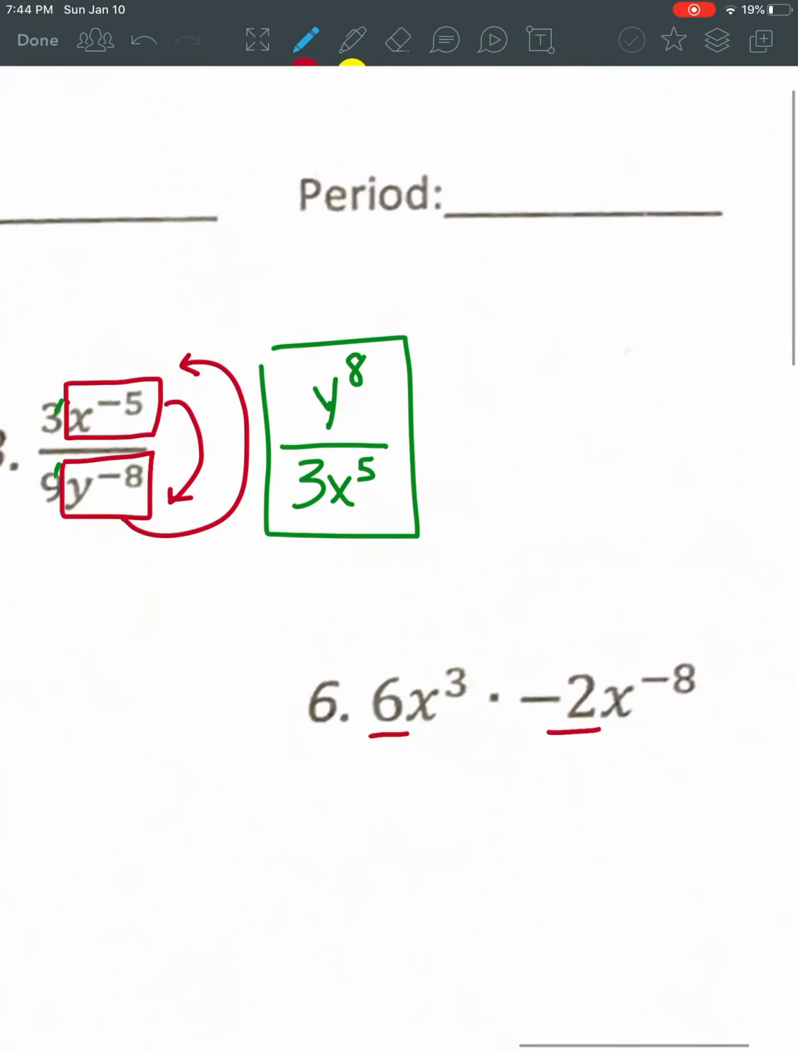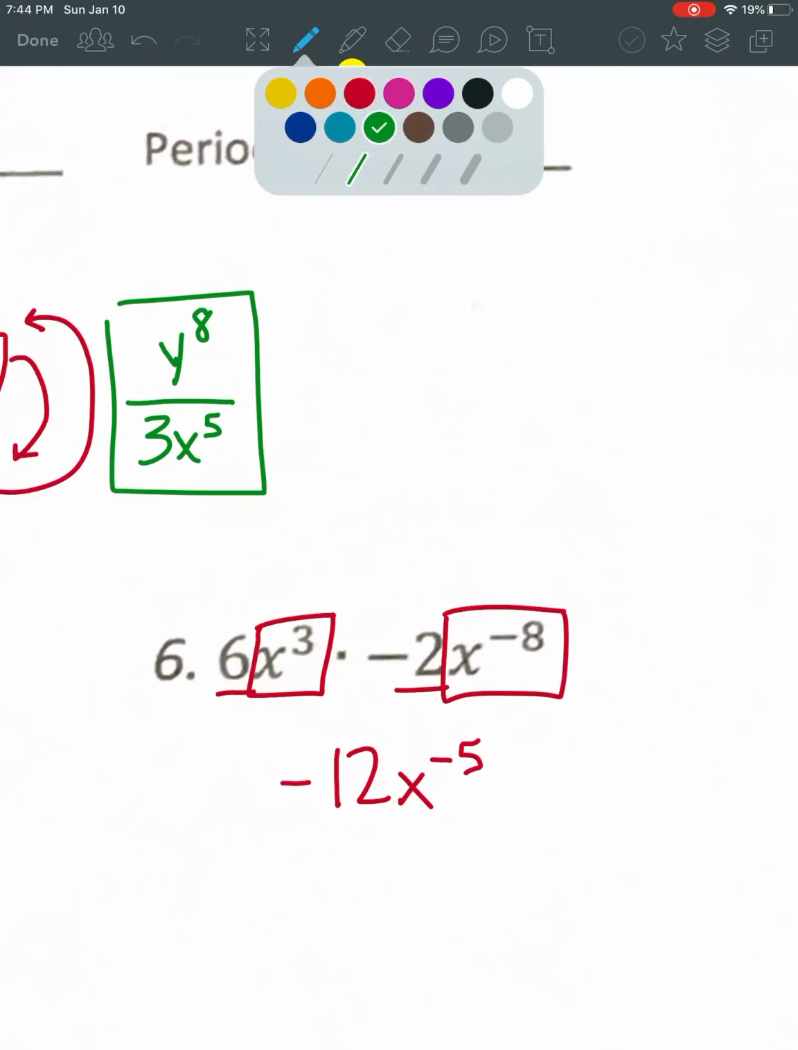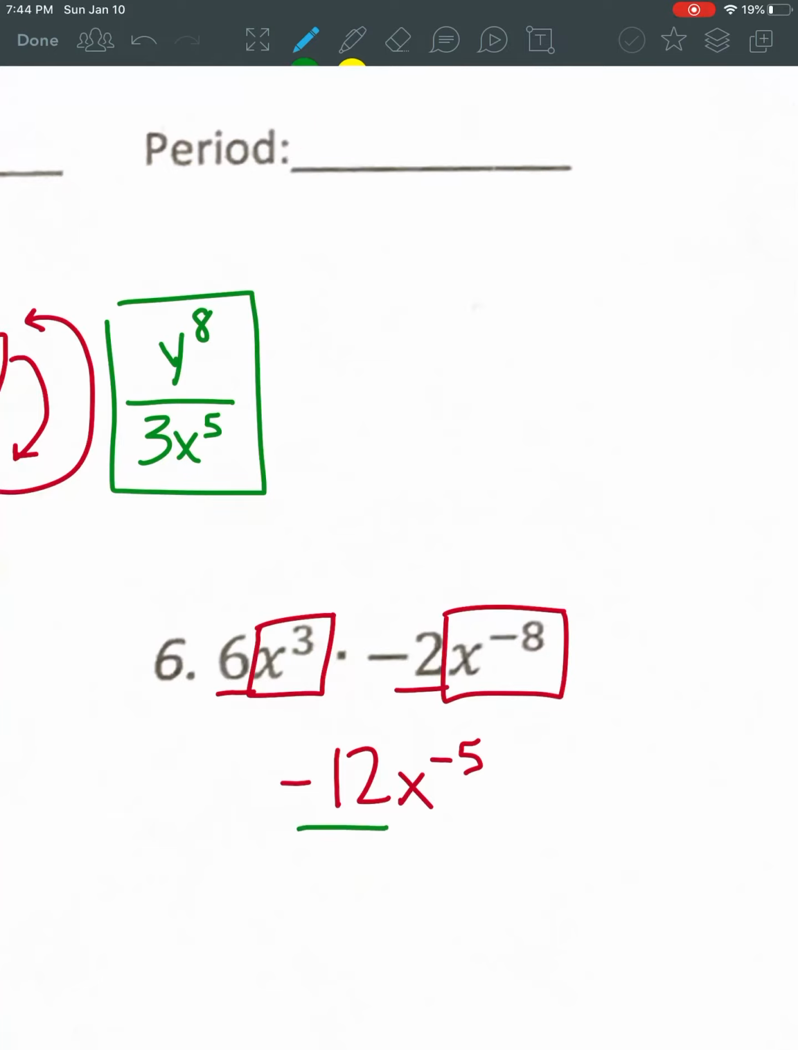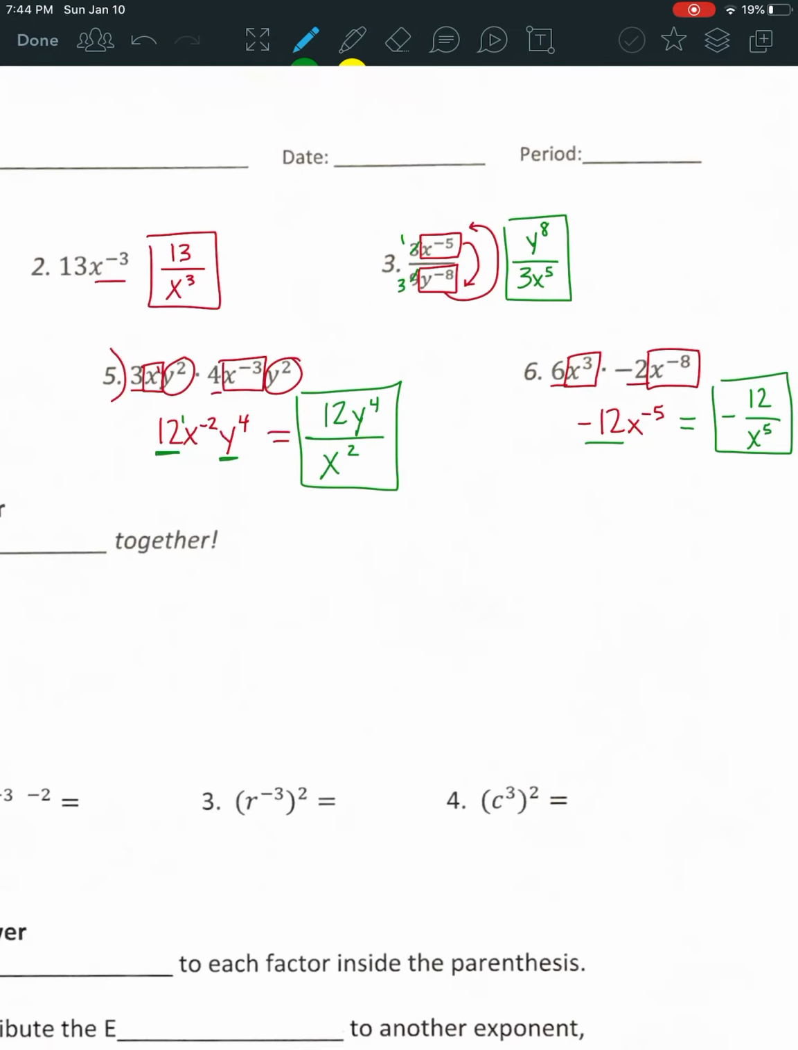And last one, again, multiply your coefficients. 6 times negative 2 is negative 12. And then we have x cubed, x to the negative 8th. So add them, we get x to the negative 5th. Again, not simplified. The negative 12 stays where it's at. Since this is negative, it can go out in front of the fraction, or you could have it with the numerator 12. That's fine. But the x needs to be thrown to the bottom with a positive exponent 5.